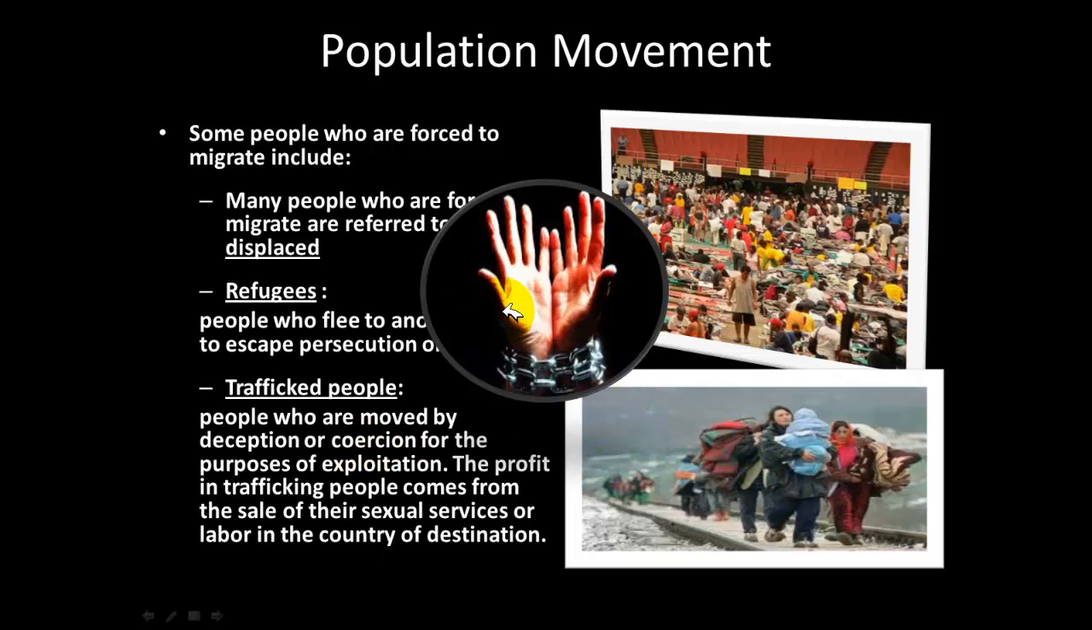Another group of people who are moved involuntarily, which is actually growing, is the trafficking movement. People are in human trafficking, human slavery today. Oftentimes it's sex crimes with young girls. So that is another, very scary trend of forced migration. These are people who are moved by deception or coercion for purposes of exploitation. There are people out there who profit from trafficking people for slavery or sexual slavery, moving them around the country and into different countries.